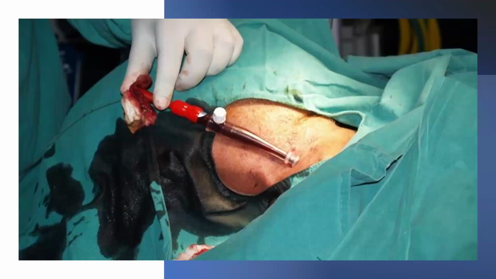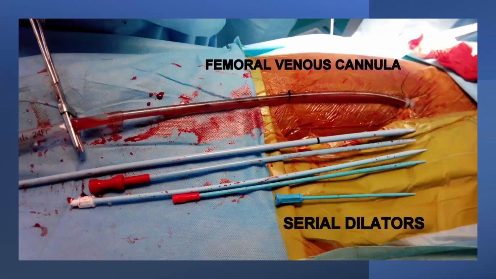So this is the IJV cannula that we have put in. This is the femoral cannula. You can see that these cannulas are very large. A simple triple lumen for an adult is a 16 gauge. These are very, very large, 25 French, 29 French.